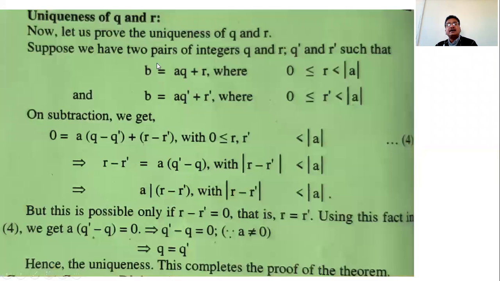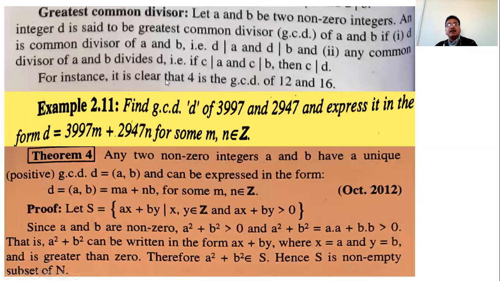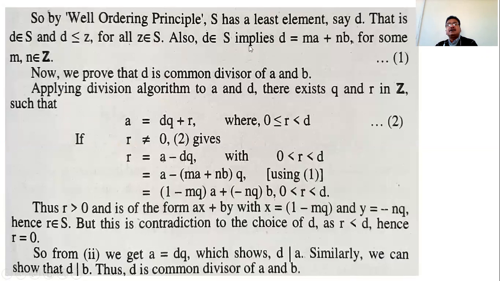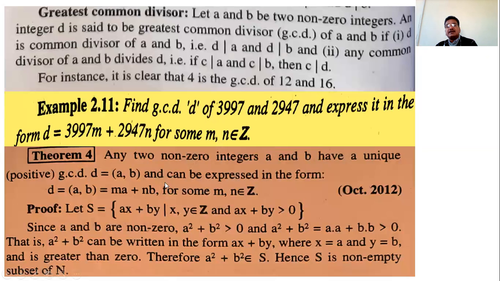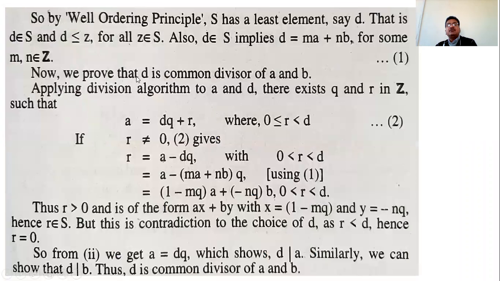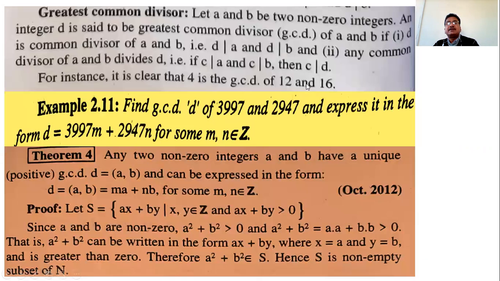In the first part, we showed that D can be expressed in the form ma plus nb by taking this set S. Now we prove that D is the greatest common divisor of A and B. For that, we first show that D is a common divisor of A and B. That is the first property of the greatest common divisor. When D is a greatest common divisor of A and B, first D is a common divisor of A and B, and then the next condition.